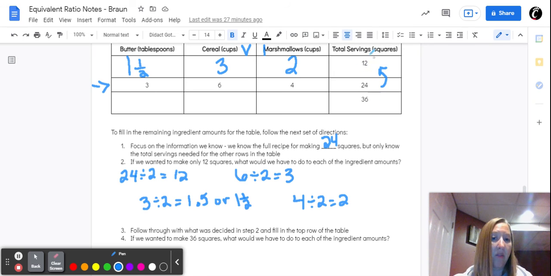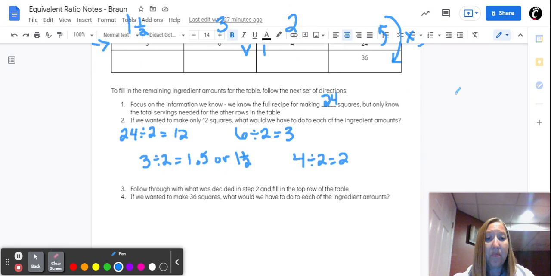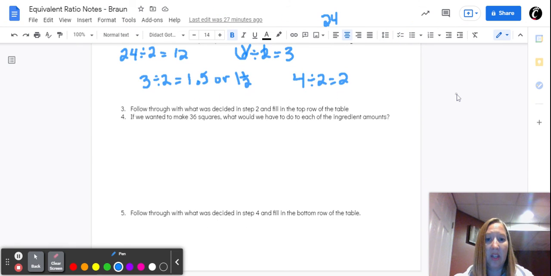However, we did scale it back for 12. And I know that from going from 12 to 36, I need to multiply by 3. So 12 times 3 is 36. So that's what we're going to use to figure this out. So I'm going to scroll down so you can see my work down here, but you should have your table filled in for the first 2 rows so you can look back at those amounts when we're working. So if we want to make 36 squares, what would we have to do to each of the ingredient amounts? Well, we are going to multiply our 12 by 3 to get 36.